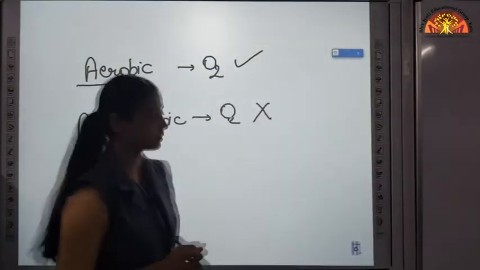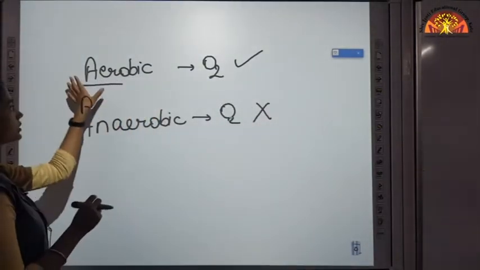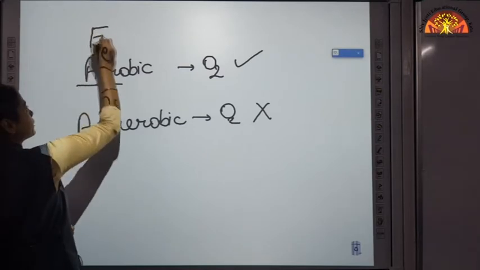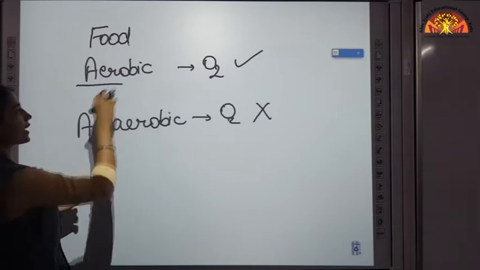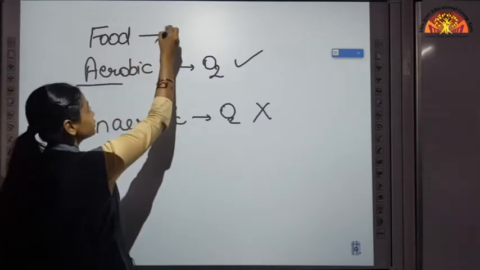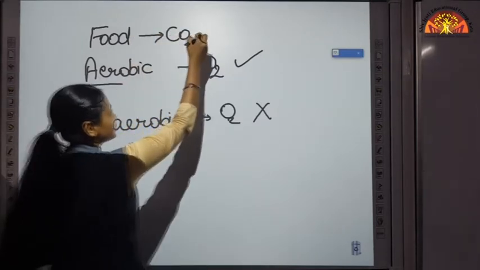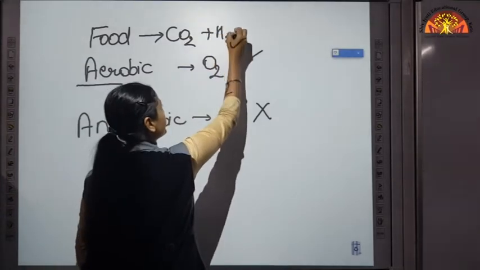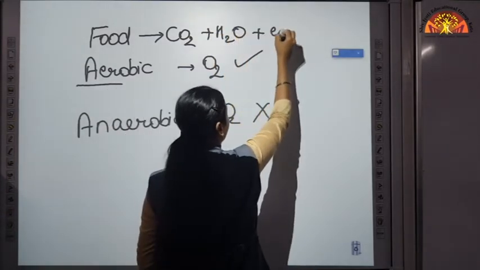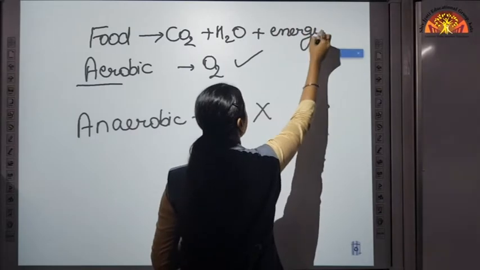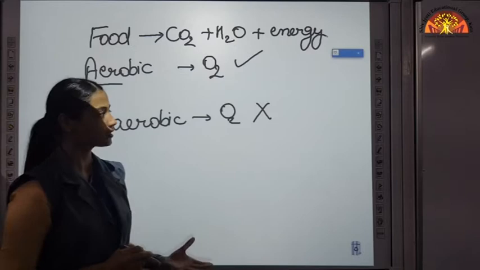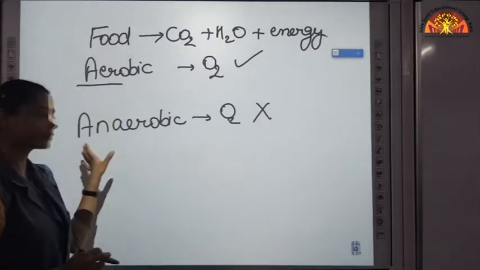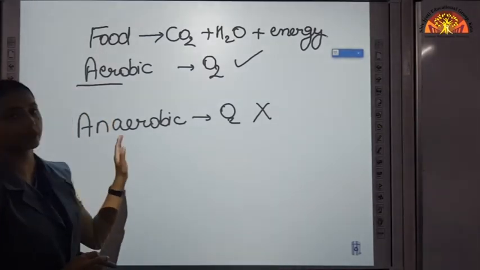We'll discuss the equation which is involved in aerobic respiration. This is our food which we eat. When our body shows aerobic respiration, our food breaks down into carbon dioxide, water, and a large amount of energy is released. But when we do heavy exercise, our body starts showing this kind of respiration, anaerobic respiration.